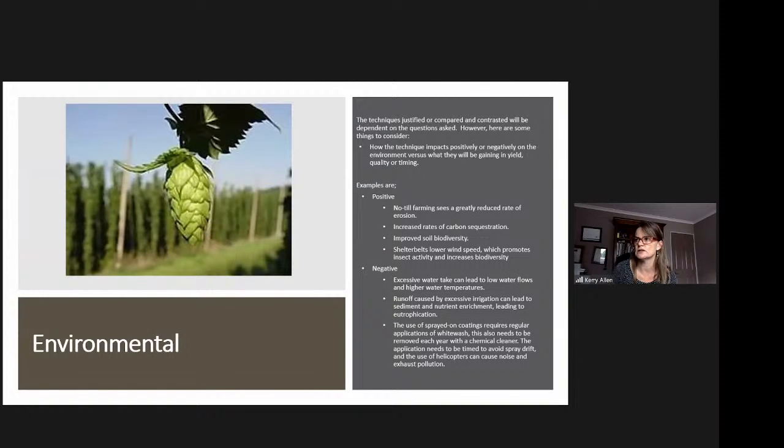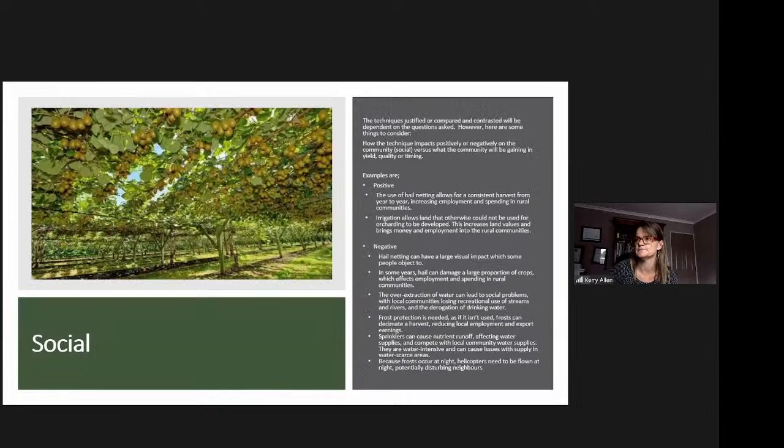Likewise for environmental here, you're talking about what that does. No-tilling reduces rate of erosion, so that's great. It might increase biodiversity. It might cause runoff. That's not good. So state what is the problem with the technique. Some are amazing, some are not. So you need to, once again, be clear.